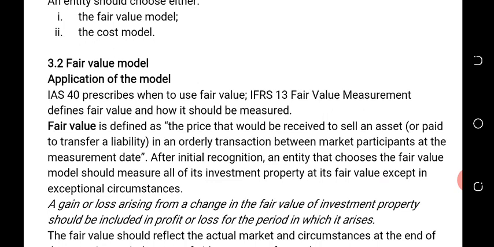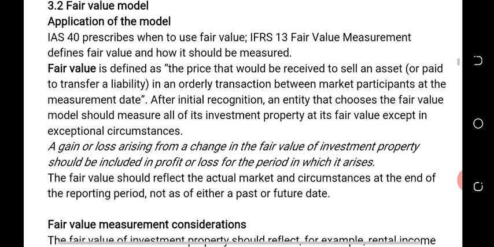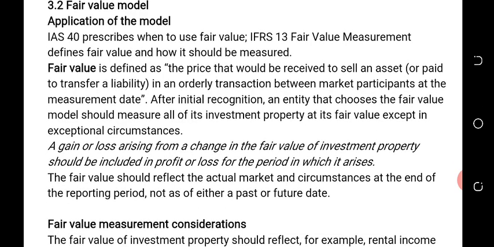So let's talk about the fair value model, the application of the model. IAS 40 prescribes when to use fair value, while IFRS 13, Fair Value Measurement, defines fair value and how it should be measured. This is how IFRS 13 defines fair value: the price that would be received to sell an asset or paid to transfer a liability in an orderly transaction between market participants at the measurement date.